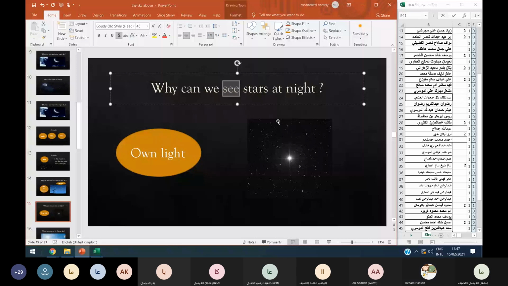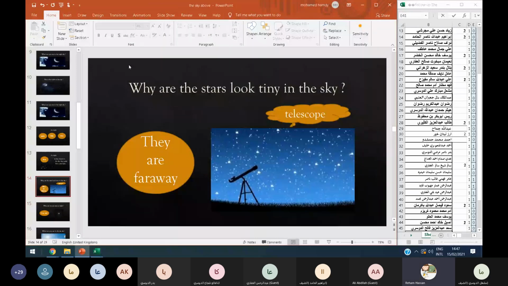But why do the stars look very, very small? If we look at the stars, they look very small, but are they really small? Of course not. They are not small, but they are far away.